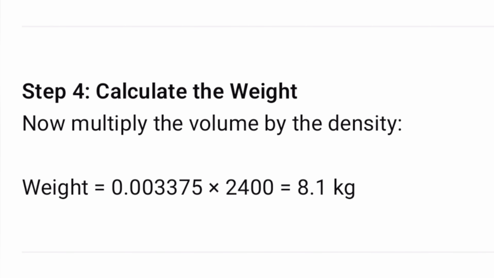Step 4. Calculate the weight. Now multiply the volume by the density. Weight equals 0.003375 times 2,400, which equals 8.1 kilograms.